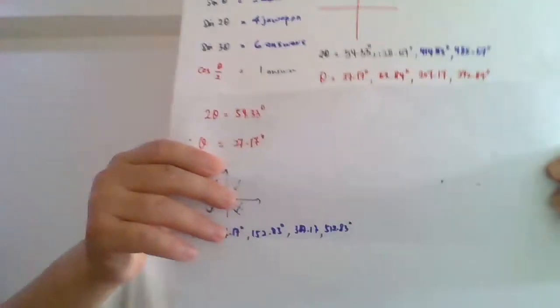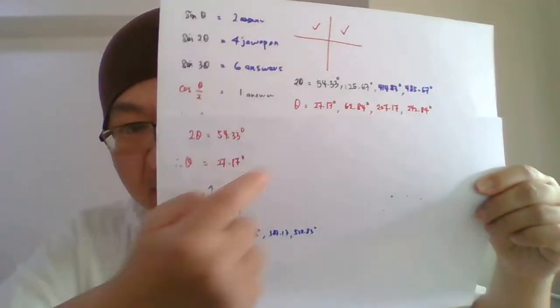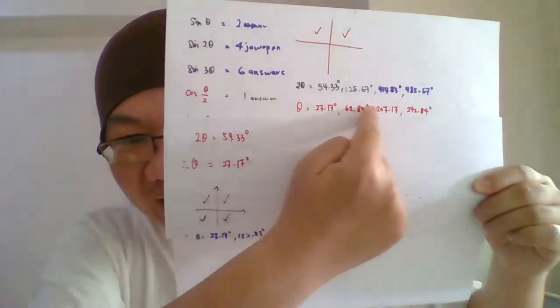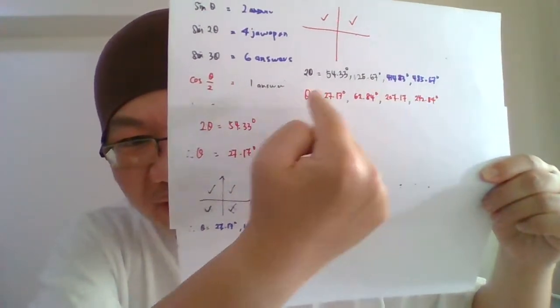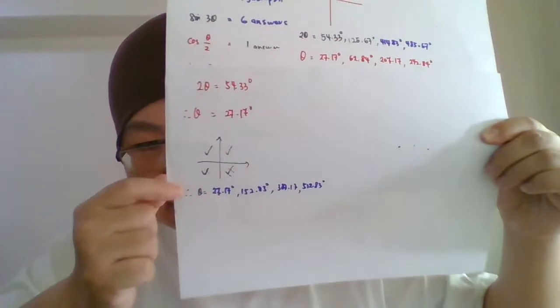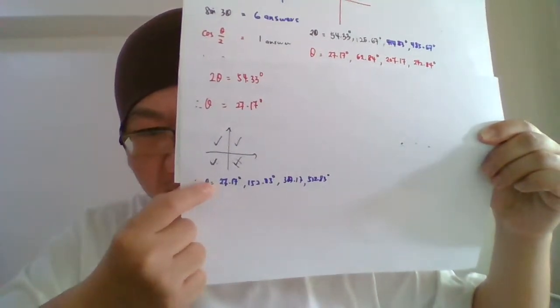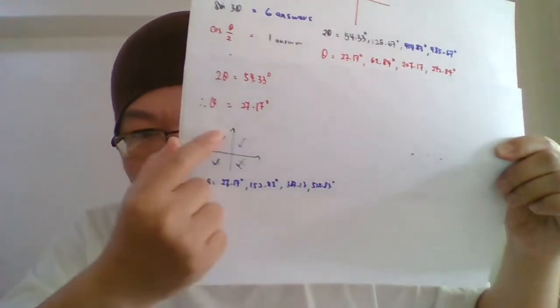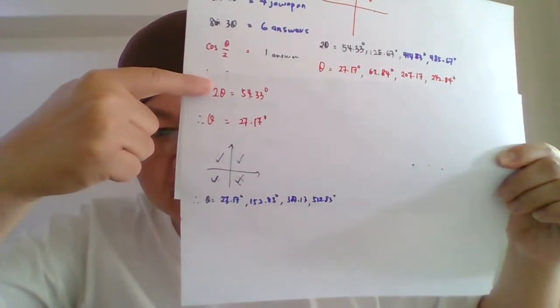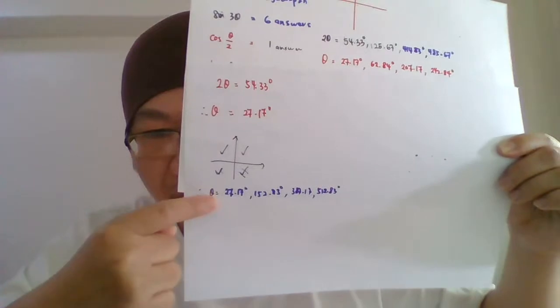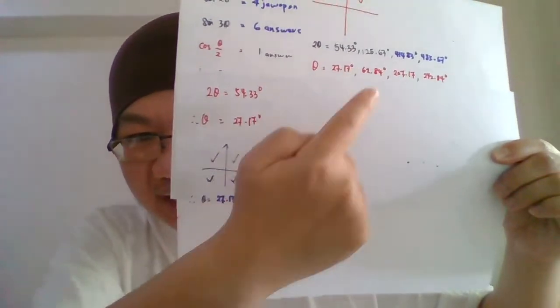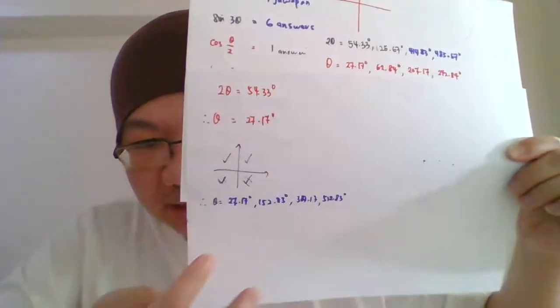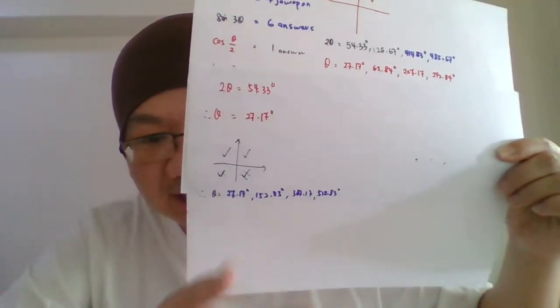Okay guys, now let's compare the answers. I show you the comparison. This is the correct step and correct answer. This is the incorrect step and the mistake that we made, because we straight away moved the 2 to the other side. So we got this answer. You can see they are different. Only the first answer is the same, but the rest are not the same.